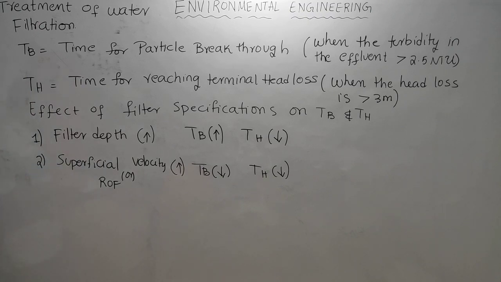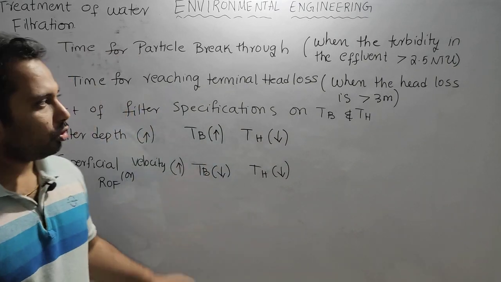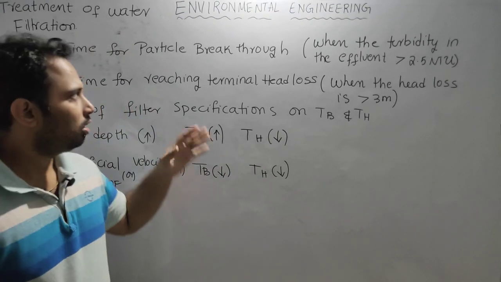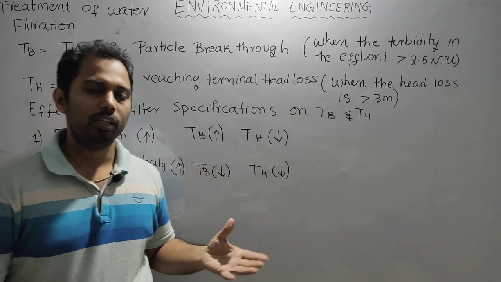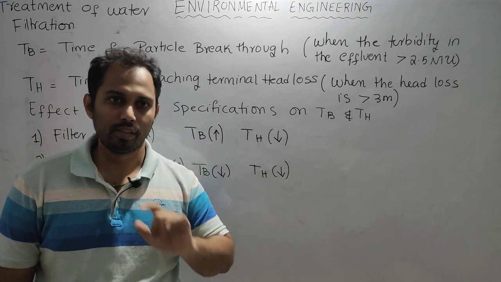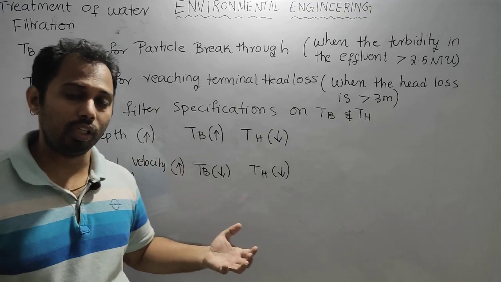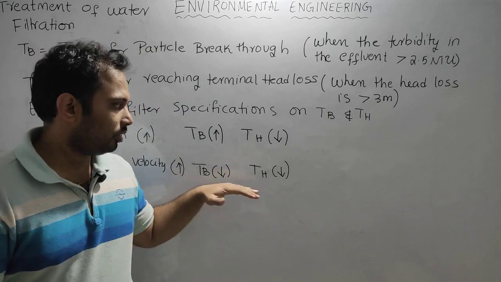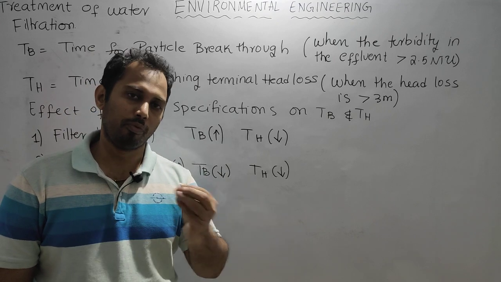A simple example is slow sand filter and rapid sand filter. Slow sand filter cleaning time, that means cleaning time is what? Time of particle breakthrough, time of terminal head loss. The cleaning time is once in 1 to 3 months. Whereas if you go for the rapid sand filter, where the superficial velocity or the rate of filtration is 30 times that of slow sand filter, then what is the time of breakthrough now? It is 1 day to 3 days, or 24 hours to 48 hours.